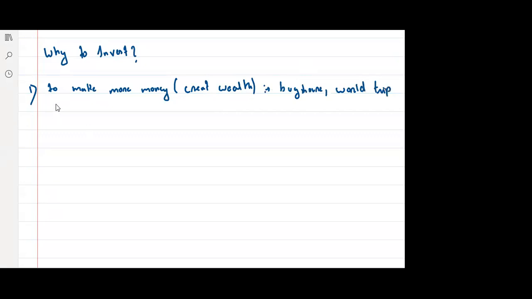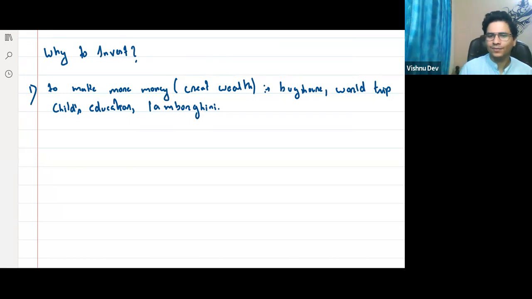or you want to take care of your child's education, or you want to buy a Lamborghini. Home utilities, yes. Anything. So obviously everything needs money. ठीक है? So that is the first thing. Second reason, tell me what is the second reason.